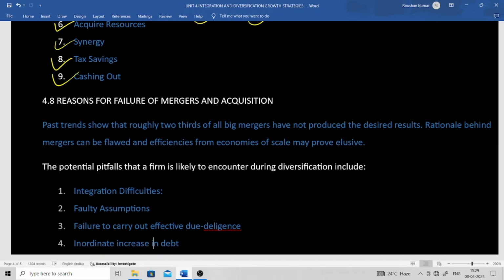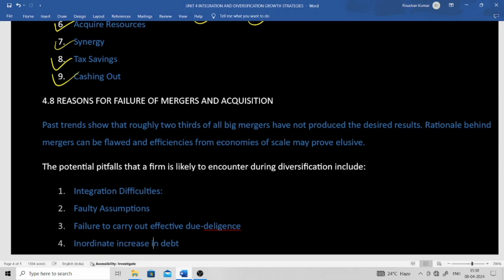So potential pitfalls that a firm is likely to encounter during diversification include, first, integration difficulties. Issues such as blending disparate corporate cultures, linking different financial and control systems, and building effective working relationships will come to the fore, and they have to be contended with. It means such issues may emerge.